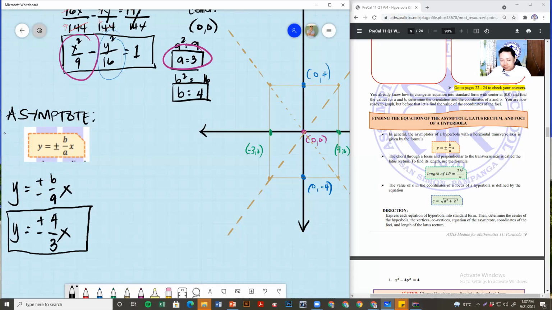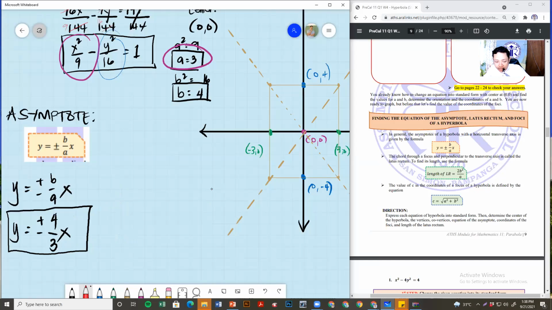So, to check if we were able to draw the correct asymptote using this formula, always remember, this is your rise and this is your run. I hope you can still remember that from your lessons in grade 8. The rise over run, the slope. Let's see. This is just to verify.